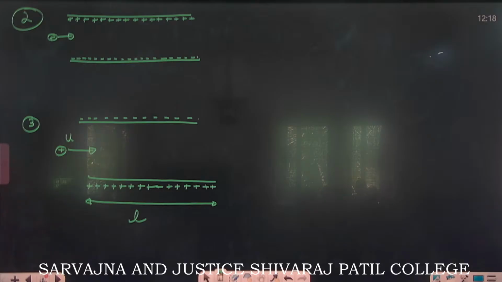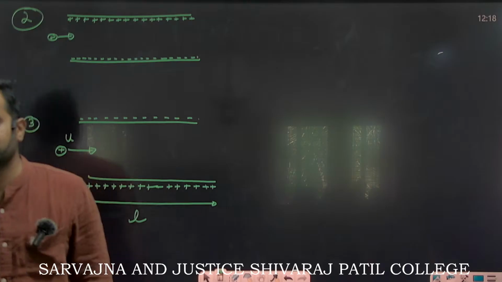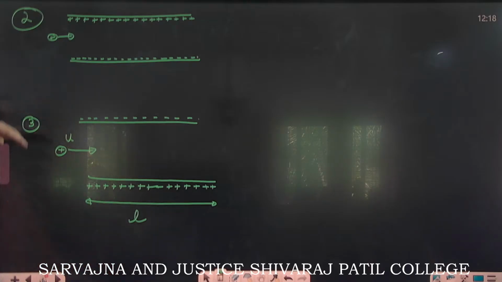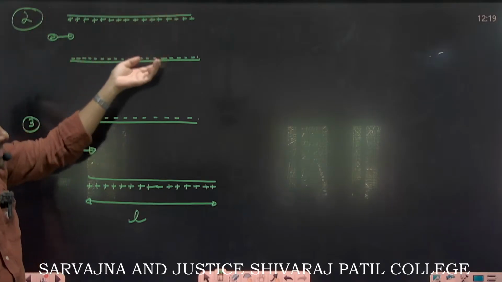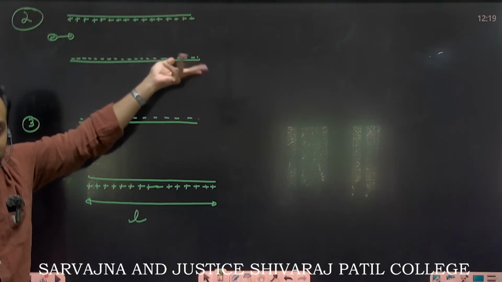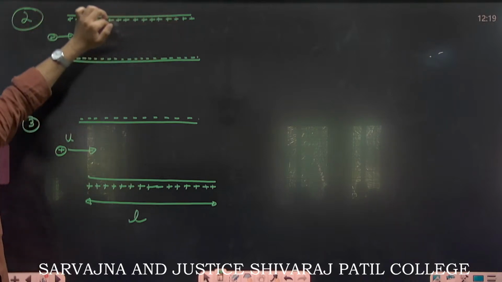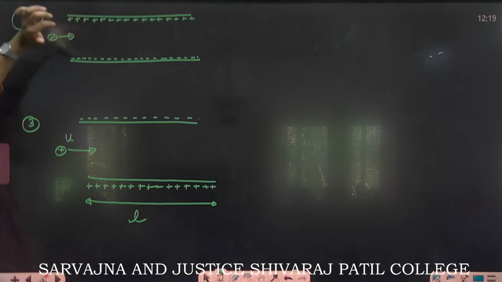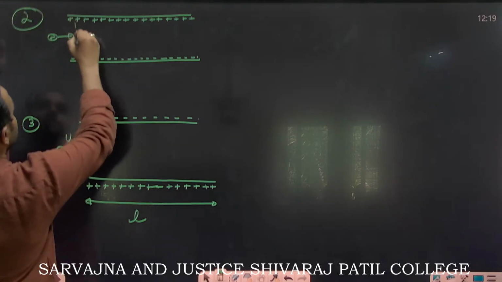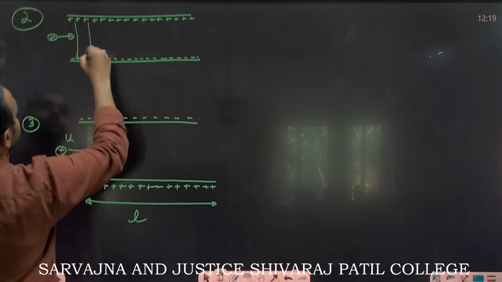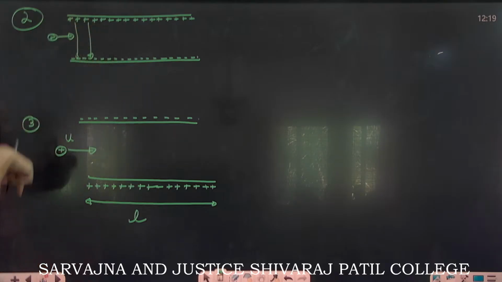Okay, so the next type of motion is motion in a uniform electric field. We have a charge, and then there are two parallel plates like this. One of the parallel plates is positively charged and the other parallel plate is negatively charged. The electric field inside this region goes from positive to negative, so it will be uniform like this, from positive to negative. That is in the downward direction.